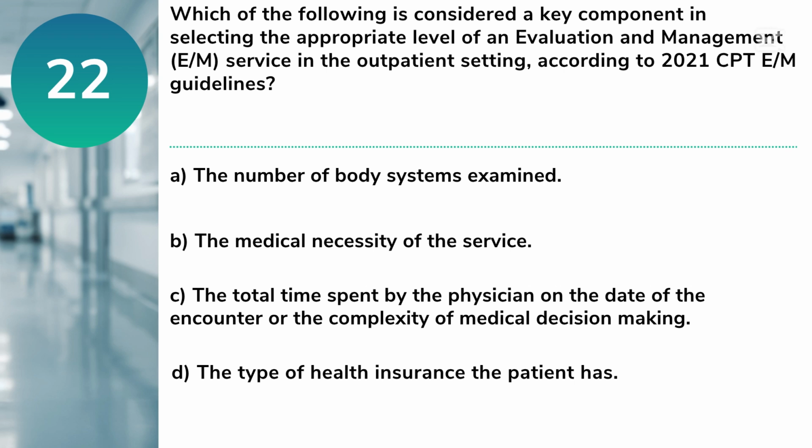Question 22. Which of the following is considered a key component in selecting the appropriate level of an evaluation and management (E/M) service in the outpatient setting, according to 2021 CPT E/M guidelines? A. The number of body systems examined. B. The medical necessity of the service. C. The total time spent by the physician on the date of the encounter or the complexity of medical decision-making. D. The type of health insurance the patient has.